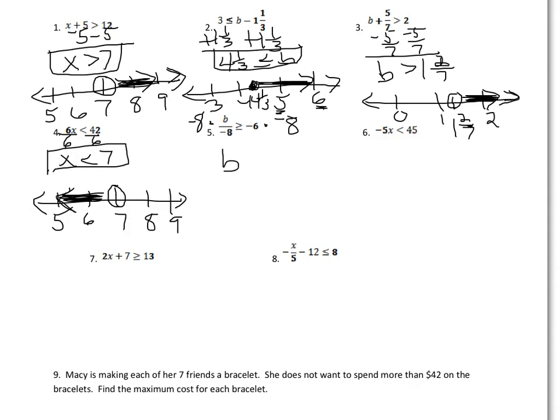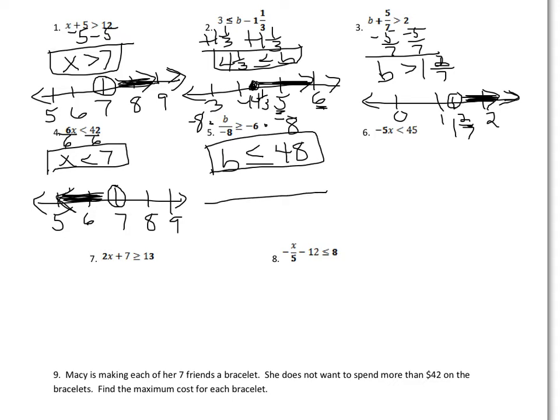So we're going to have b, and then -6 times -8 is a positive 48. But instead of keeping it greater than or equal to, we're going to change the direction of that and make it less than or equal to. And that's going to be your new inequality.